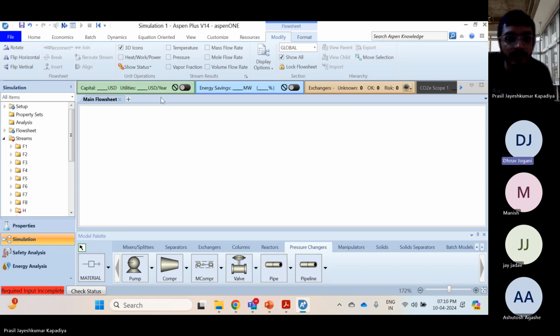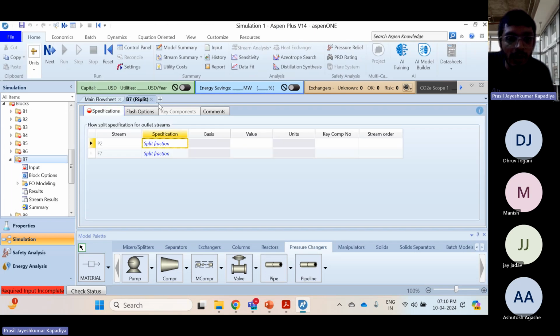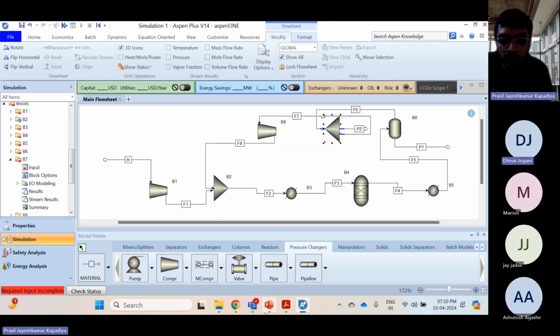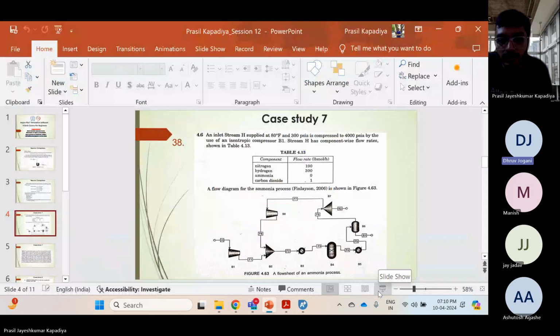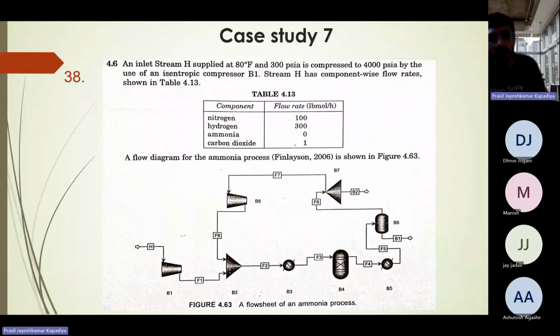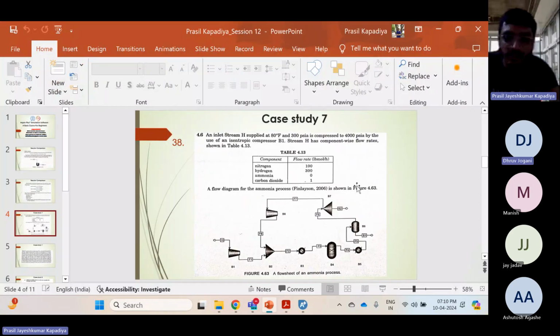Yes, sir, I'm doing it. Okay, I will wait for a minute. Sir, I'm inputting the feed. Okay, you are inputting the fields. So your flow sheet is complete, right? Yes, sir.